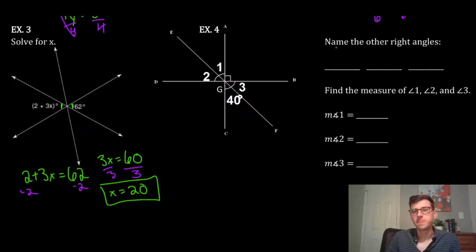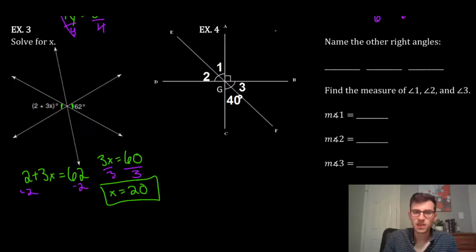Okay. Example 4, name the other right angles. So I'm given one right angle right here. Name the other right angles. Now, you might be tempted to do some crazy stuff. Like call one of the angles angle G. But G is this point in the middle. Or call this angle like angle 12 or 21. Don't do that. Let's talk about the angles in terms of their points, right? So this first right angle is AGB.